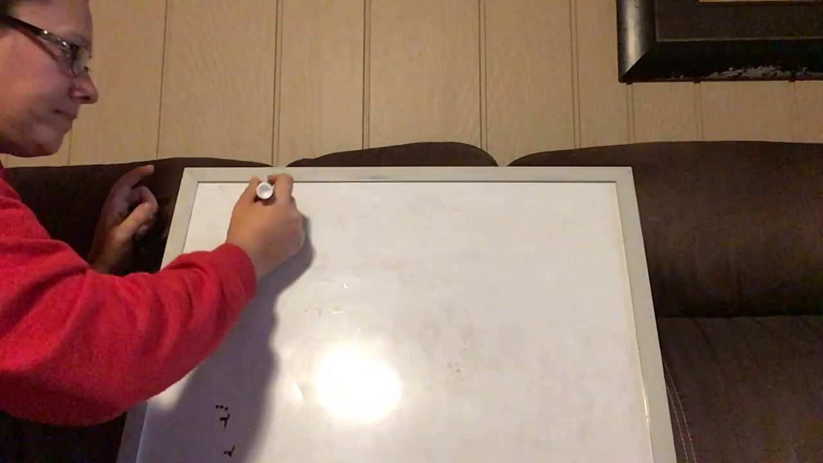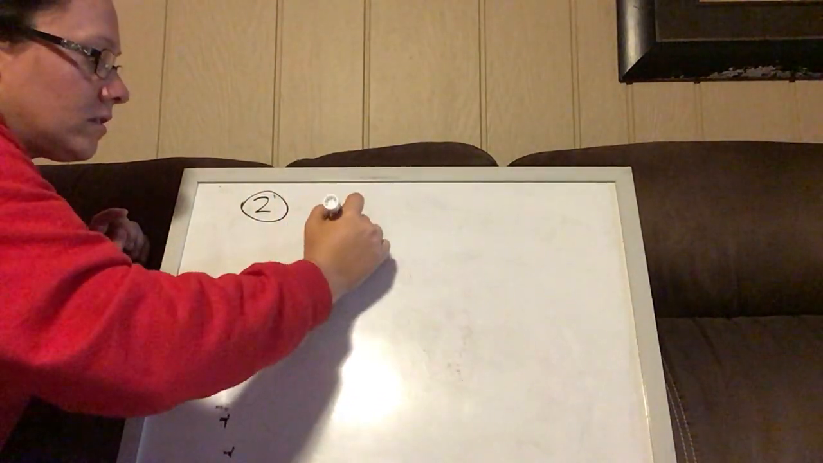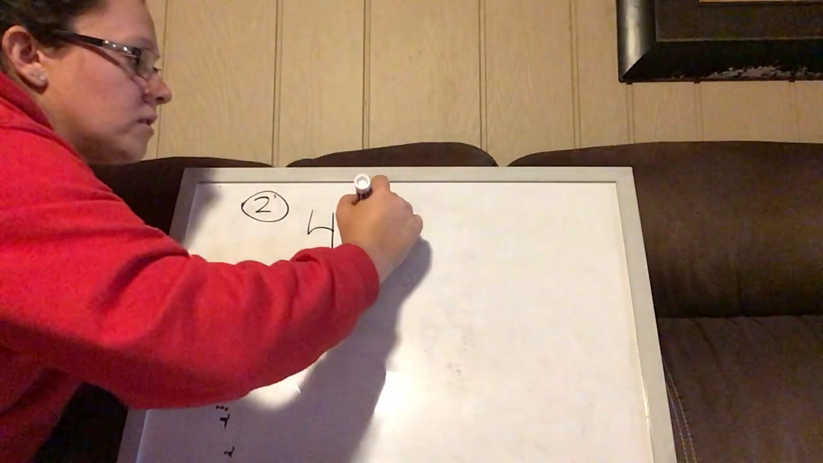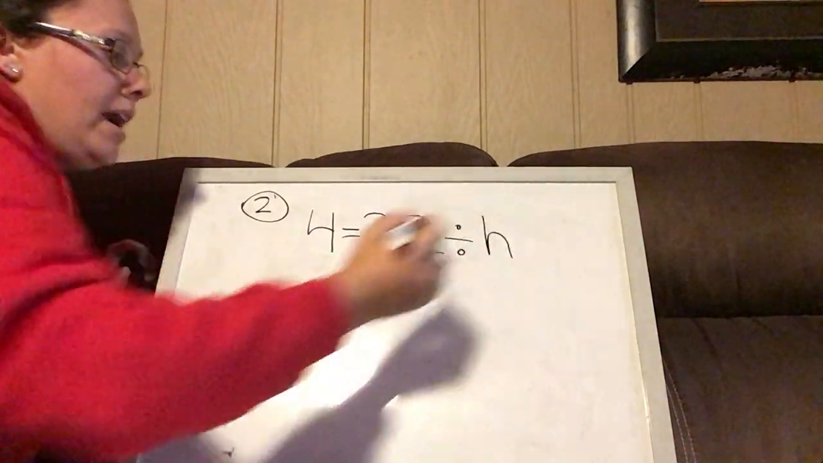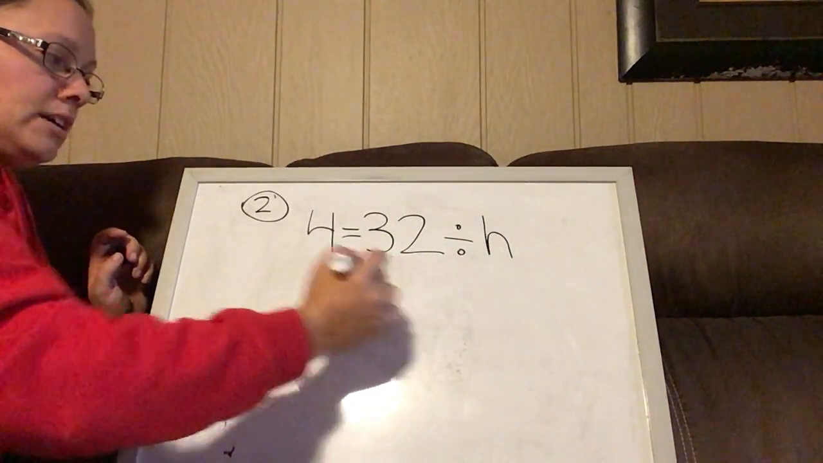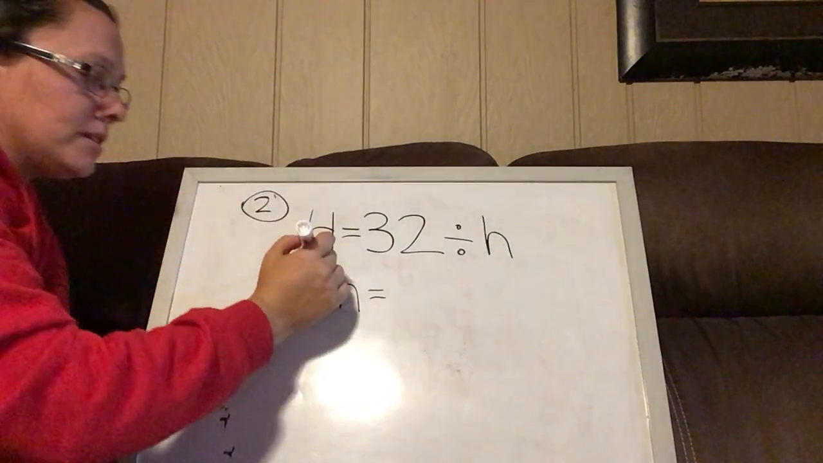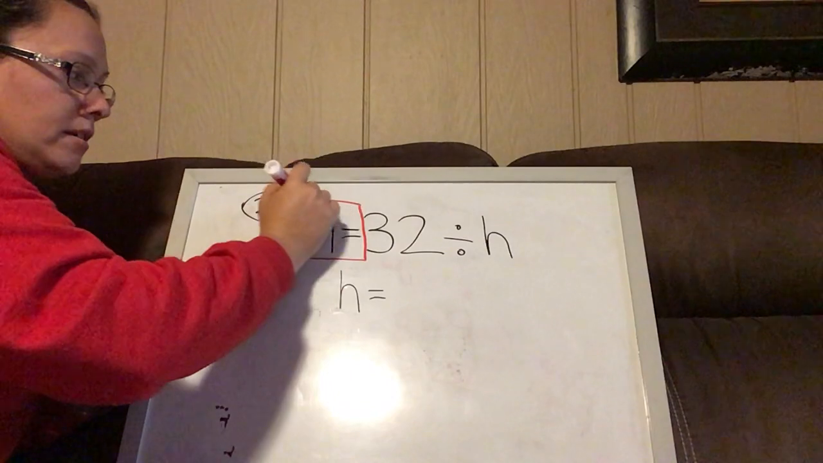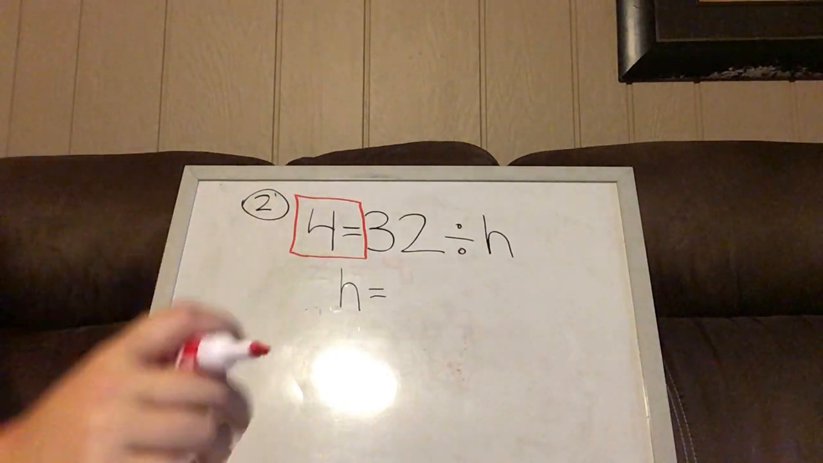Number 2. Four equals 32 divided by h. They want to know, what does h equal? What does that variable h represent? We know it represents a number, but what number? All right, this expression looks a little bit different because they did put our equal sign in the beginning. But we've talked about that doesn't change anything. My process here isn't going to change just because they put our equals in the beginning of this expression.